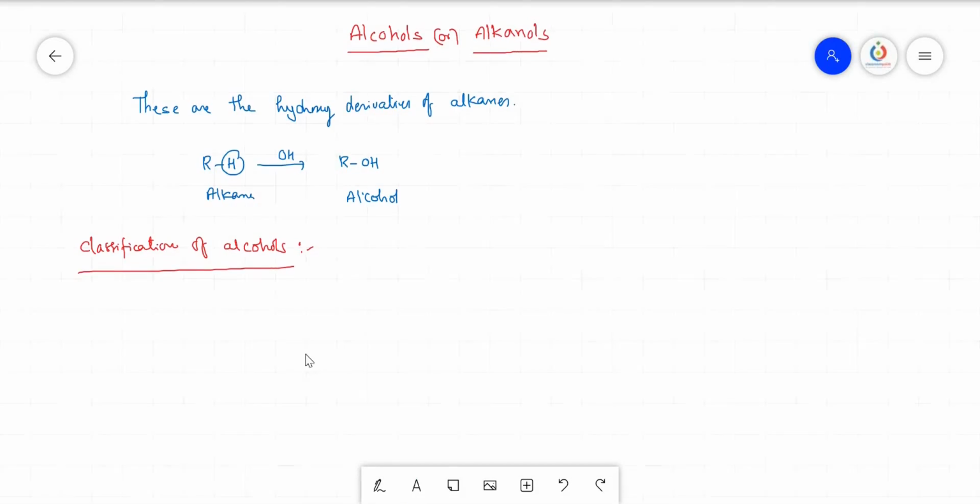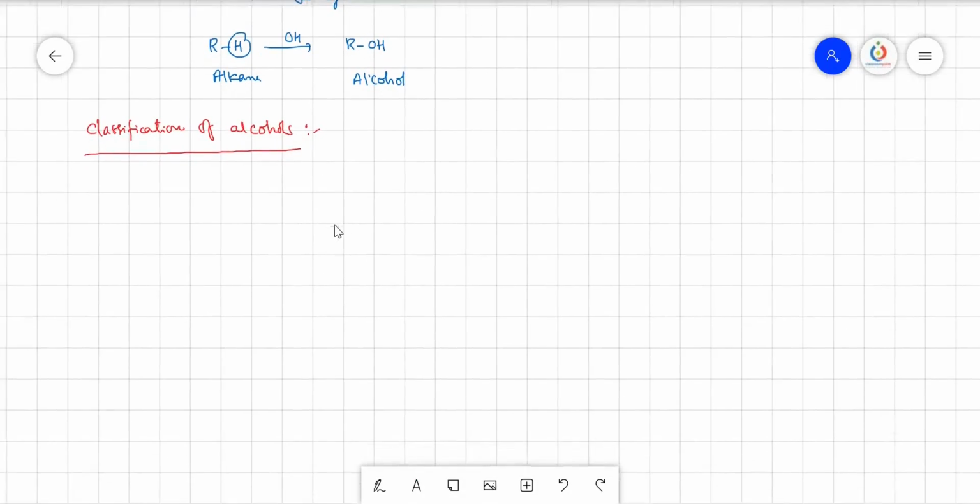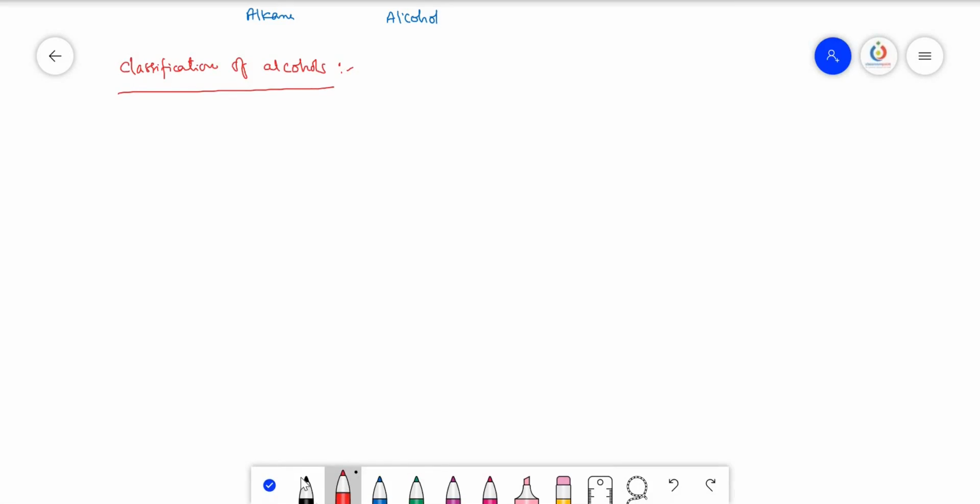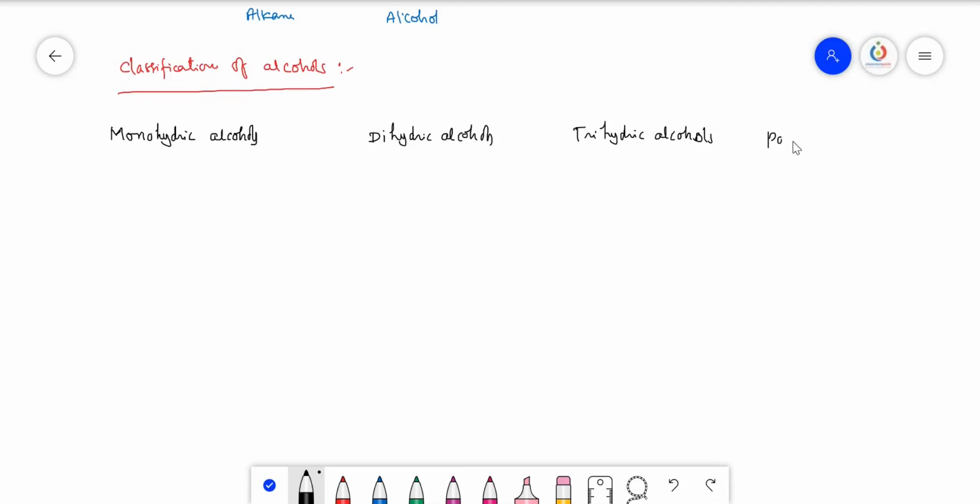So alcohols are basically classified into many types, but I am taking some of them. Monohydric alcohols, dihydric alcohols, trihydric alcohols, and polyhydric alcohols.